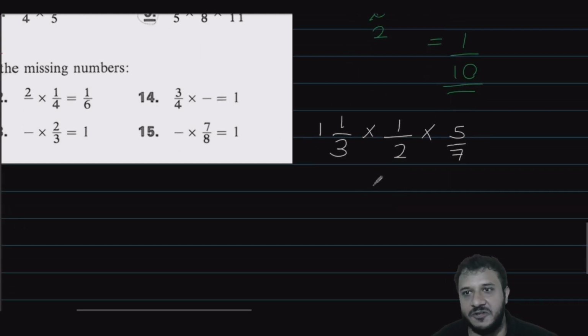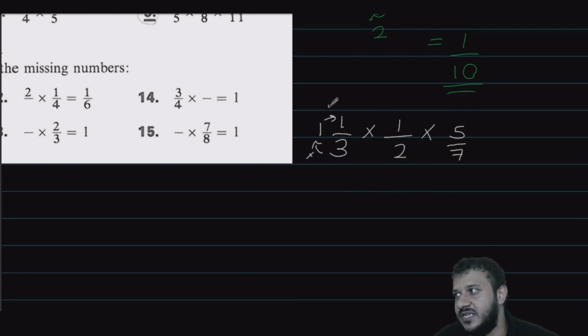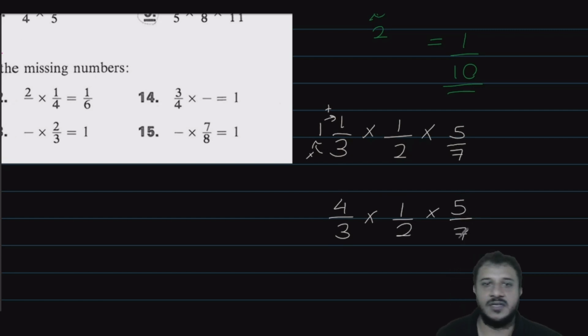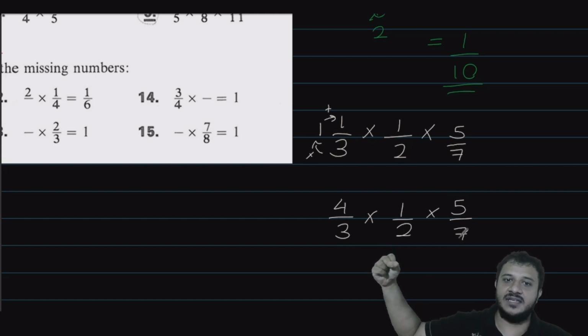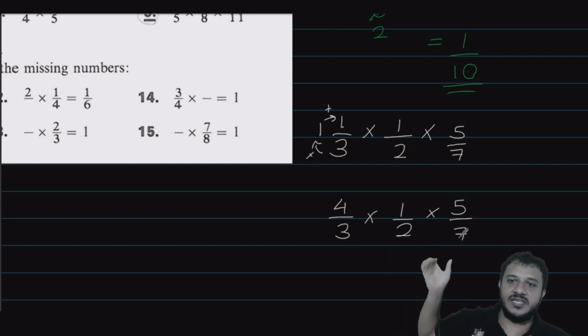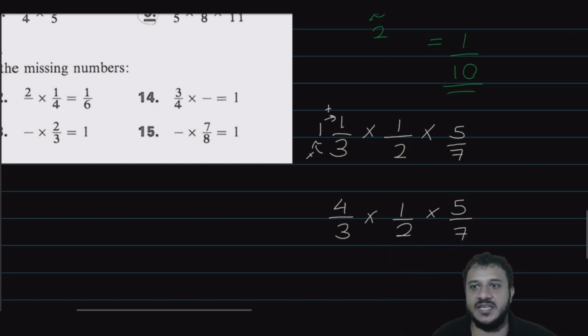So first step will be make it into improper, right? So then I can write down 3 times 1 is a 3 plus 1 is a 4. So I can rewrite it 4 over 3 multiplied by 1 out of 2 multiplied by 5 out of 7. Do these two, get the answer, and from that answer, do this and get your final answer. Quickly send me the answer, everyone. Let's quickly get it done, and then after that, let's go to the next part.